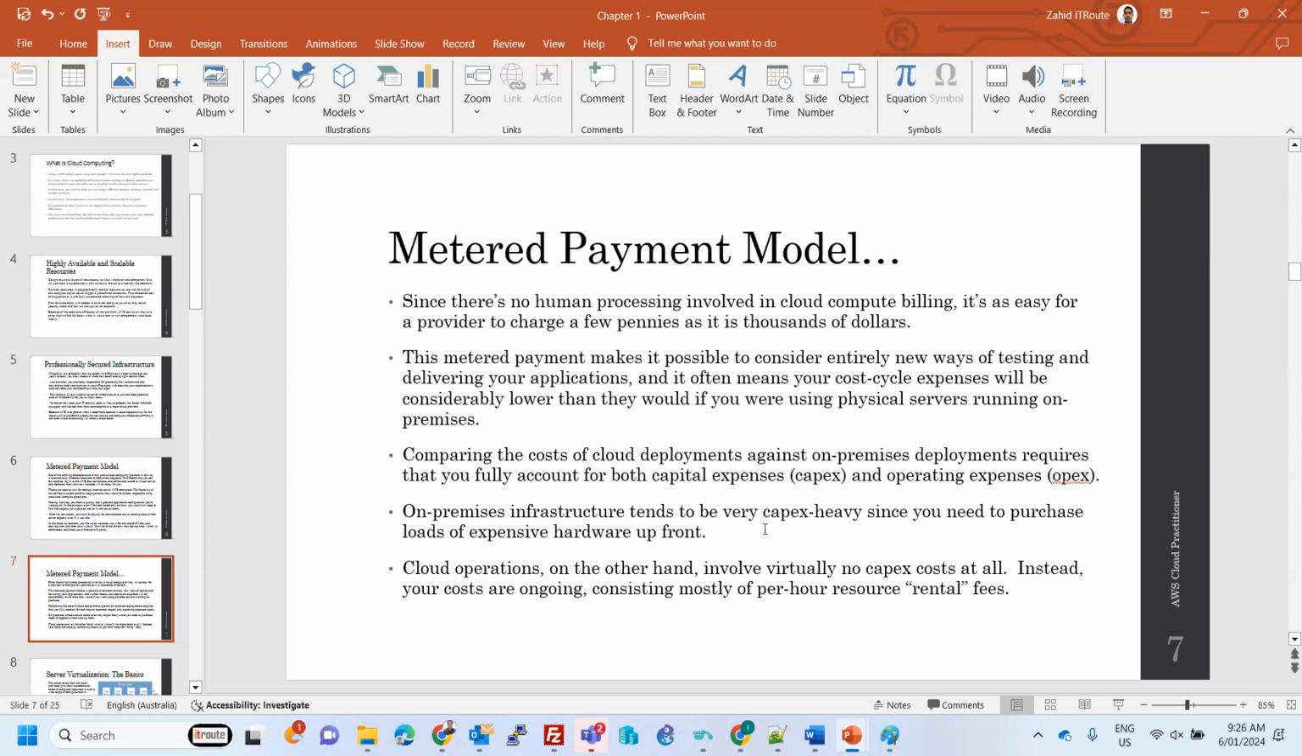On-premises infrastructure tends to be very CapEx heavy since you have to purchase all the expensive hardware upfront. But cloud operations, on the other hand, involve virtually no CapEx cost. Instead, your costs are ongoing, consisting mostly of per hour resource rental fees. It's kind of like renting the service, basically. You can have your own house or you can rent. So it's similar to that.